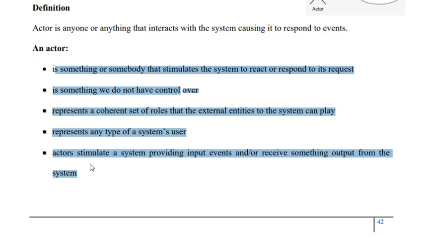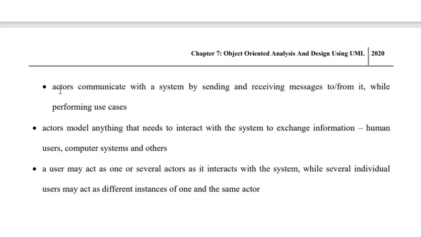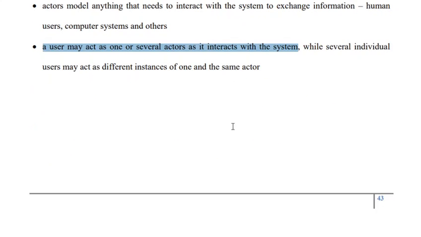So it represents a coherent set of roles that an external entity to the system can play, and represents any type of system user. An actor stimulates a system by providing input and accepting or receiving the output produced by it. Actor communicates with the system by sending and receiving messages. So this is what we have learned. Actors model anything that needs to interact with the system to exchange information. That we have also discussed. It can be a human user, a computer user, or anything other than that. A user may act as one or several actors as it interacts with the system. So these are the characteristics of actors.